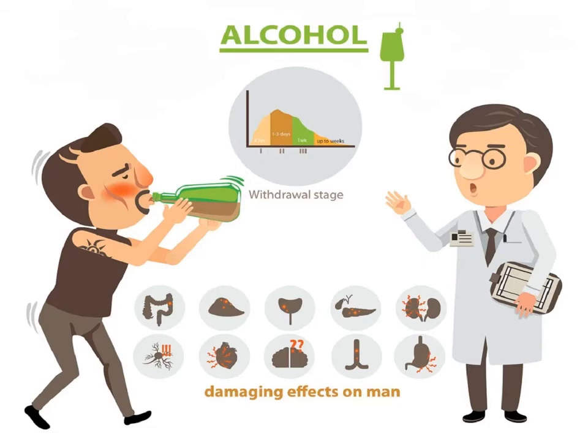Okay, as you can see in this diagram, alcohol has damaging effects on man. All the organs can be affected, and even the lifestyle of the person is affected. The holistic aspect of the person's life can be affected if that person is addicted to alcohol. The social aspect, the spiritual aspect, the physical aspect, the emotional aspect, and so on and so forth.